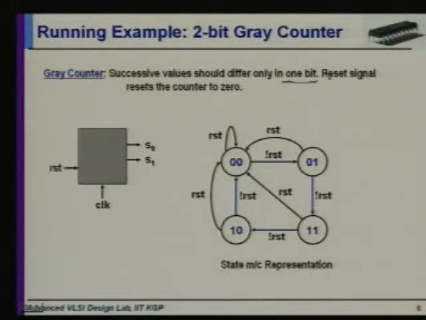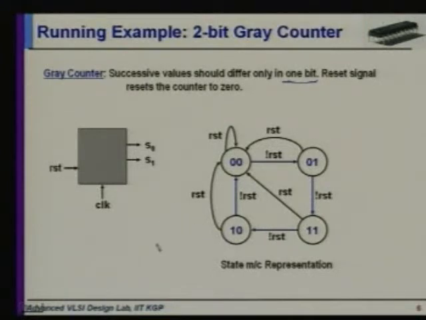The reset signal. So this is a gray counter with a reset. The reset signal resets the counter to 0. So if you look at the state machine representation, initially the counter is in 0 0. Then if I do not reset it, these blue arrows indicate the normal operation of the counter. So 0 0 to 0 1, 0 1 to 1 1, 1 1 to 1 0, and 1 0 to 0 0. And you see that successive values like 0 0 and 0 1 differ in only 1 bit. 0 1 and 1 1 differ in only 1 bit. And if you have a reset in any of these states, then it reverts back to the 0 0 state.